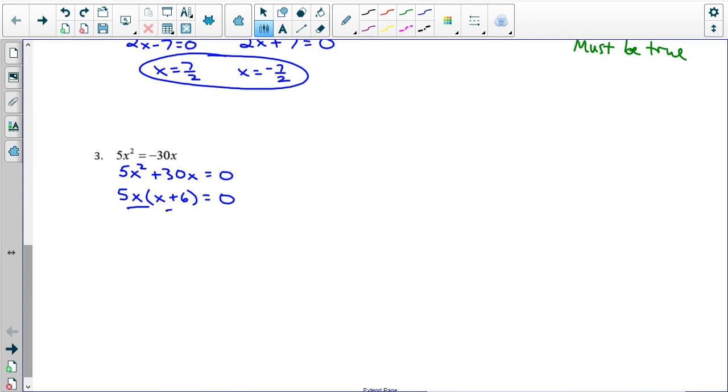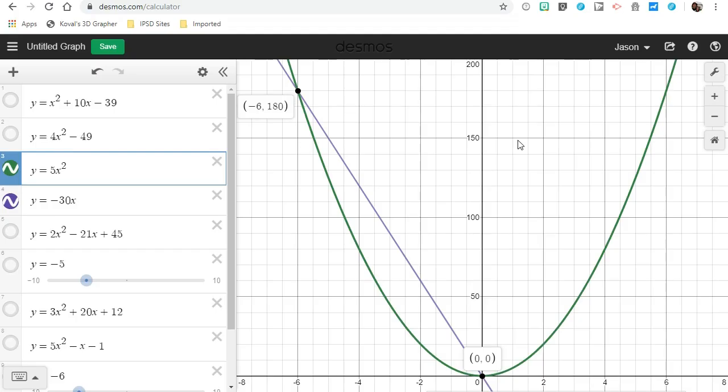Now I can set both parts equal to 0. I get x equals 0 and x equals negative 6 as my two solutions. When we look at 5x squared and negative 30x, if we look at this graphically and we find the intersection points of those two curves, we see that they occur at the x values of negative 6 and 0, which are the same values that we got when we moved everything to one side and then solved the equation.